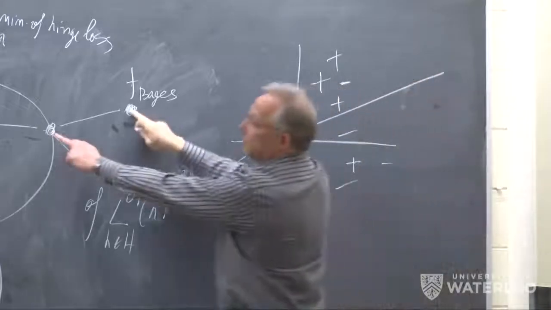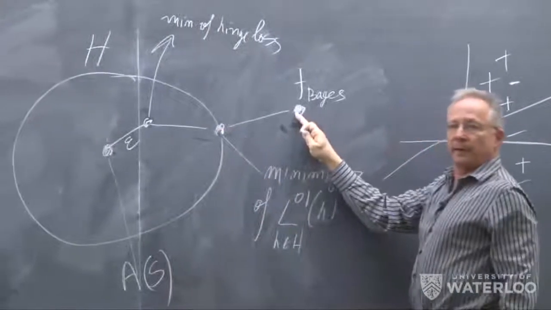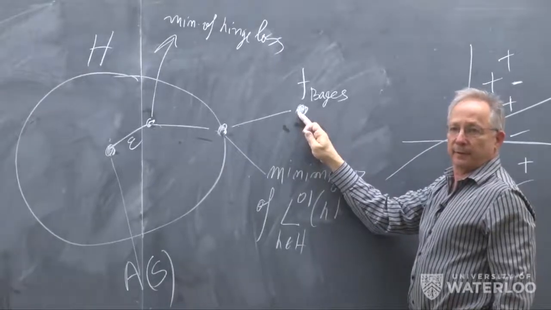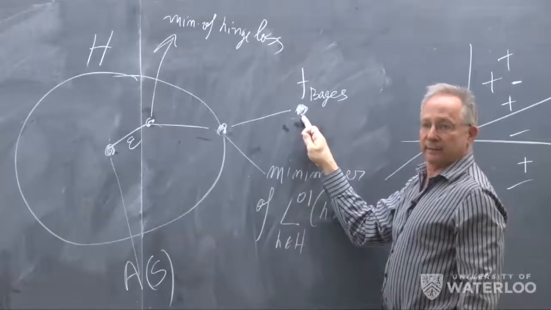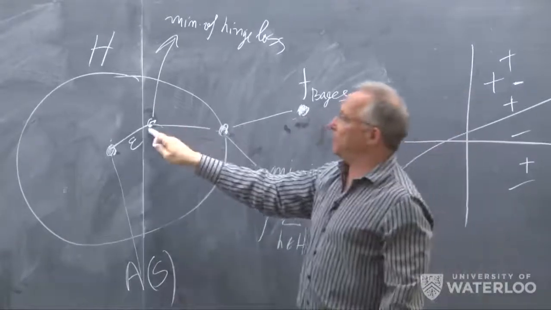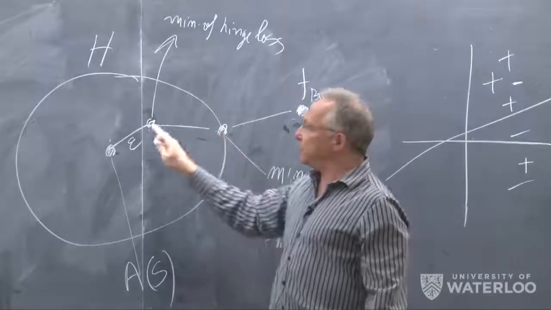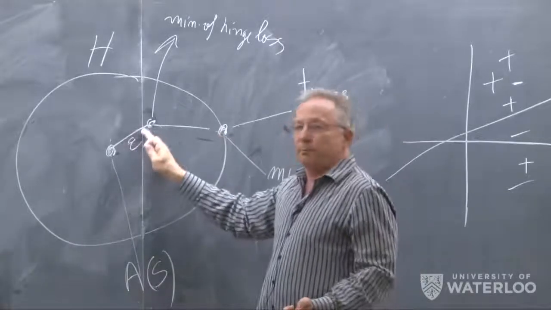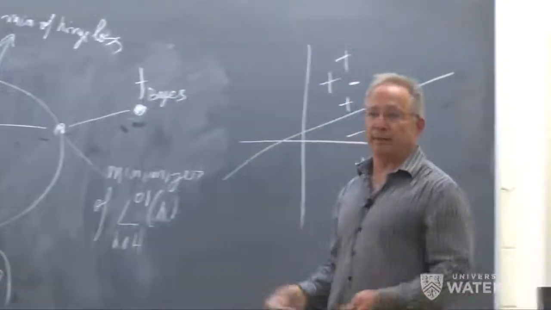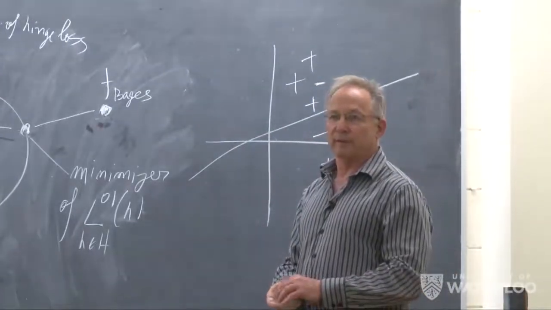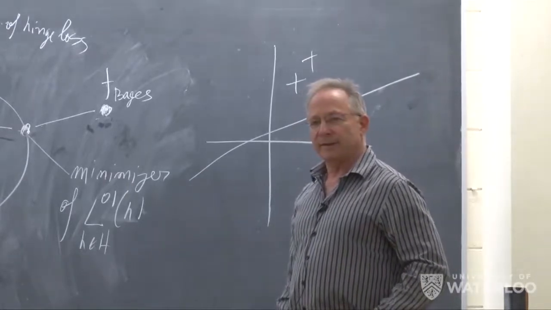This is this error. Because I'm predicting with a half space, and maybe the phenomenon is not separable by a half space. So this is due to the choice of my class. And this is due to minimizing hinge instead of minimizing 0-1 loss. And this is due to working with a finite sample instead of having infinitely many examples and being able to estimate the distribution.